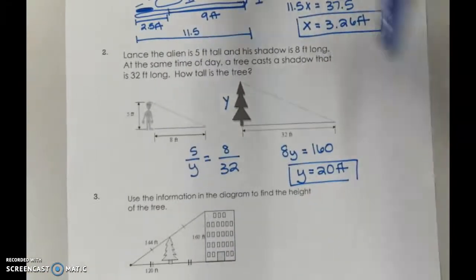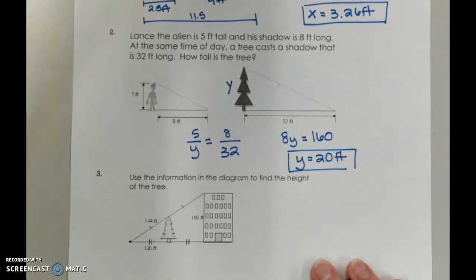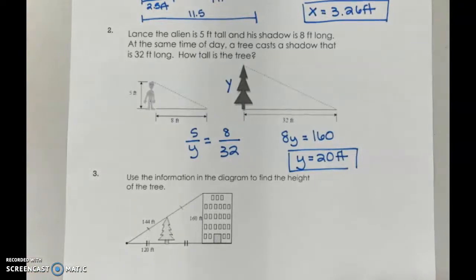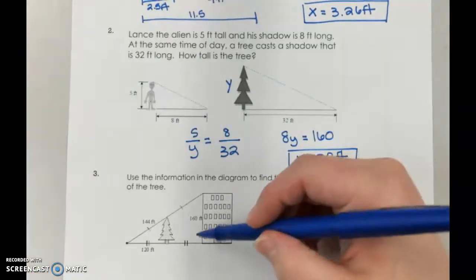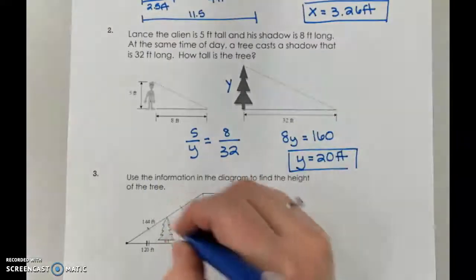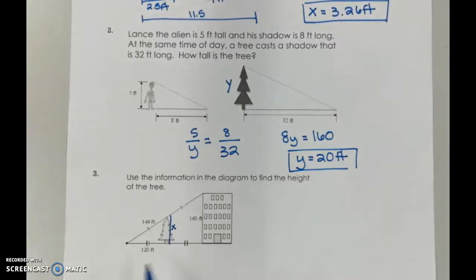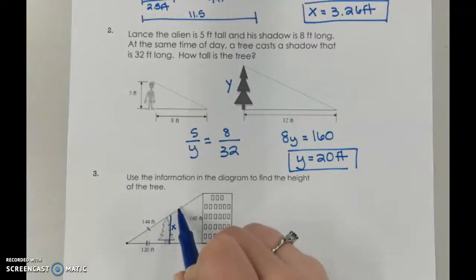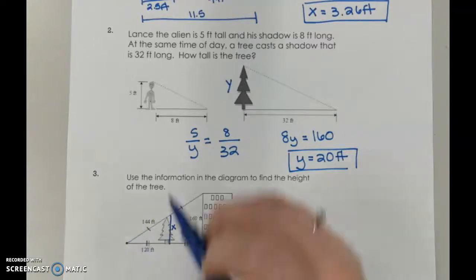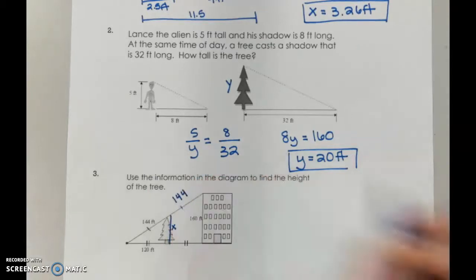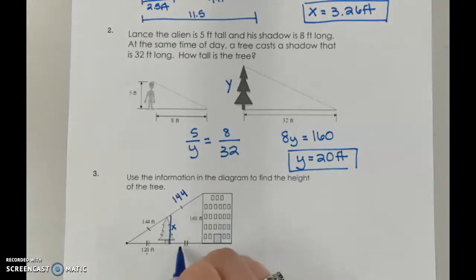Last one for this page. We're using the information in the diagram to find the height. So everything in this diagram is going to help me determine the height of the tree. So I've got the height of my building here is 160. This height of my tree right here is what I'd like to know. Let's label it as x. And then if you look, I've got tick marks to indicate congruent segments. So these two segments are congruent, and if this one's 144, this one is also 144. And then my two at the bottom are also congruent. So if this one's 120, this one is also 120.